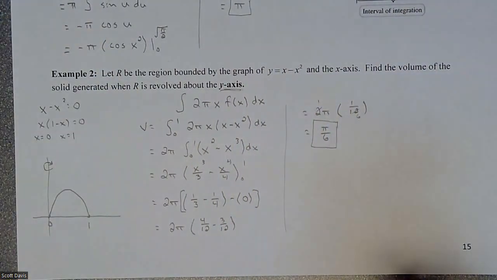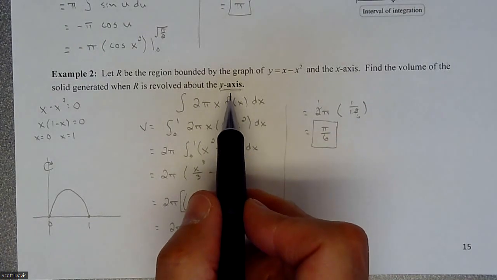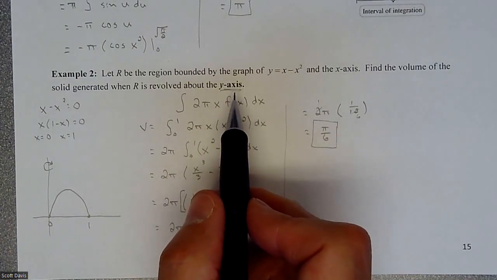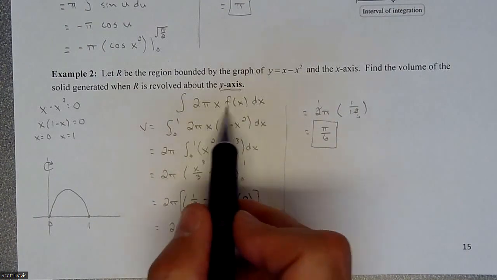All right, so that was using the shell method. Since we're rotating around the y-axis, rather than turning everything into terms of y, we can leave it. We just have to take a different approach to it.